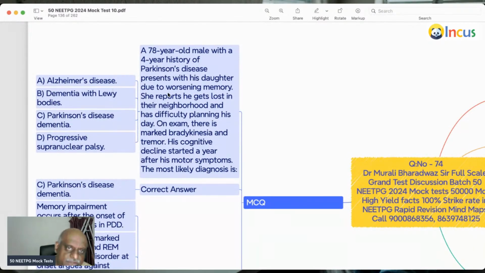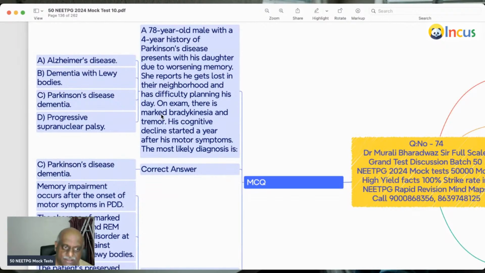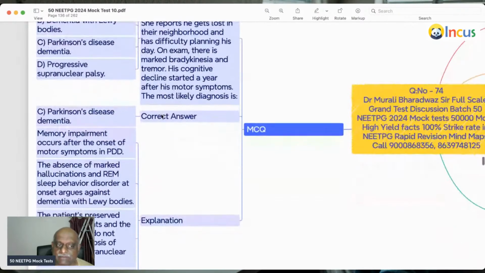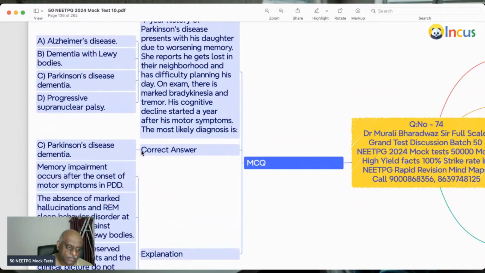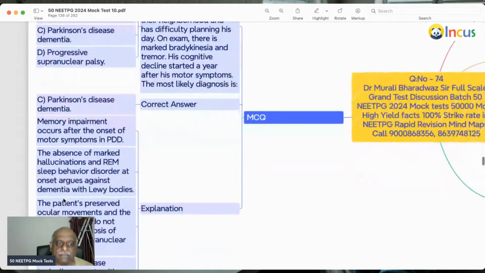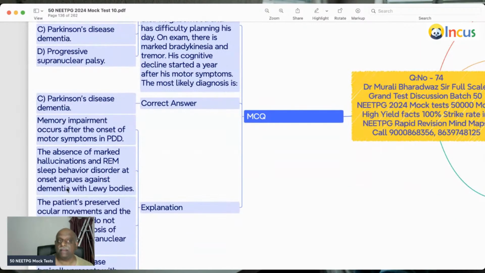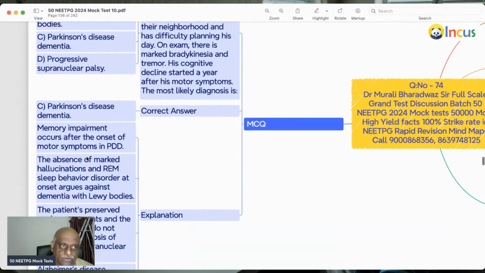78-year-old with a 4-year history of Parkinsonism. Memory impairment occurred after the onset of the motor symptoms. So first motor symptoms like rigidity, akinesia, tremor, then memory impairment. Classical of Parkinson's disease associated dementia, right?